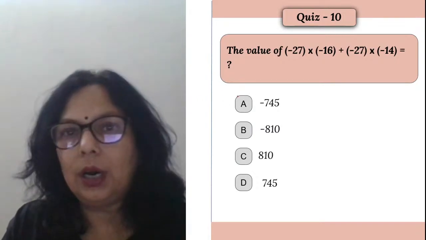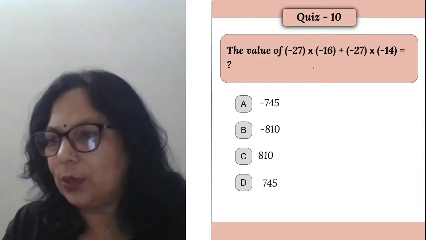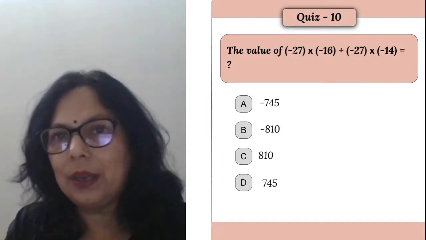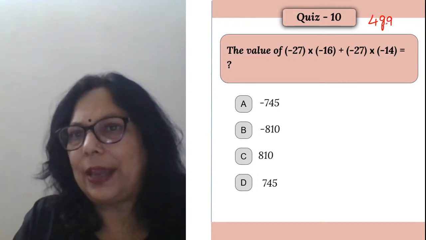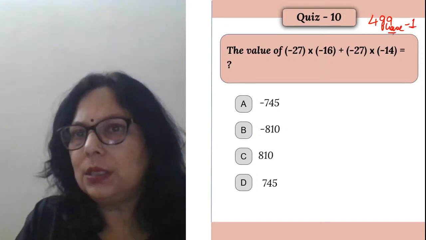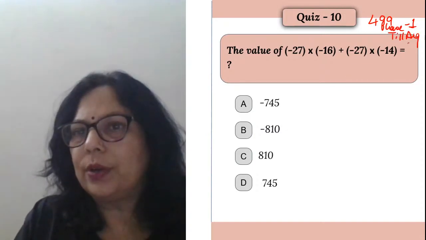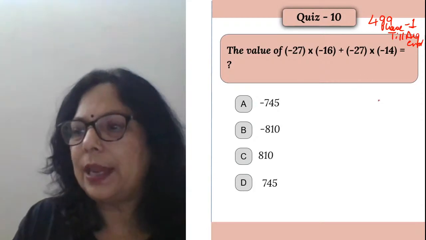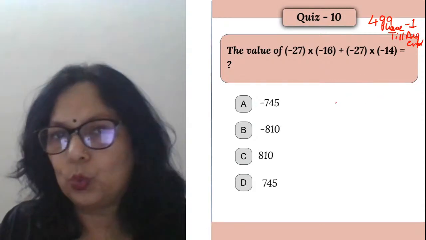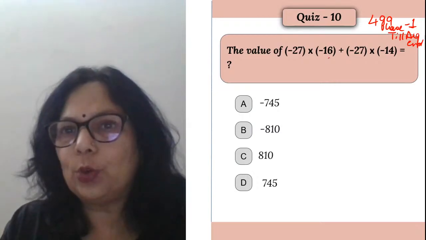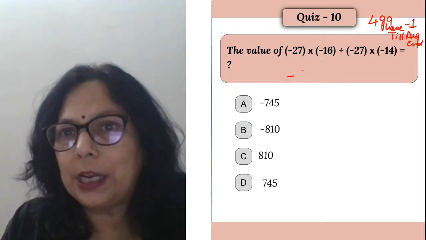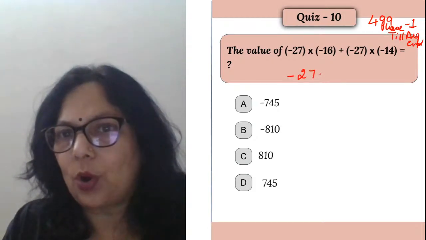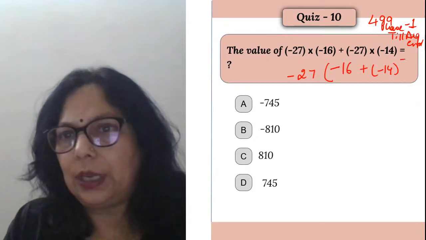Right. So now, the course is only 499 for phase 1 till August end, and then those children who do well can continue for the same price in phase 2, right? So the value of minus 27 into minus 16 plus minus 27 into minus 14 is equal to what? You don't have to multiply. Let me tell you, take minus 27 common. What is left? Minus 16 plus minus 14, right?